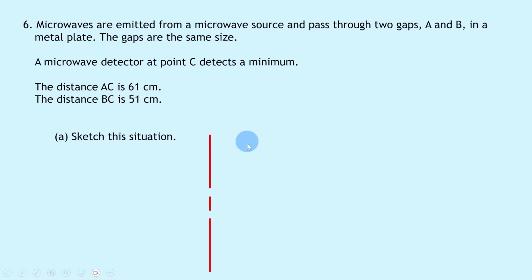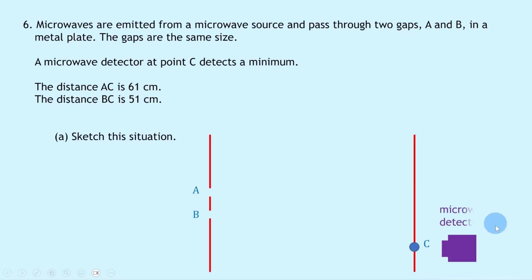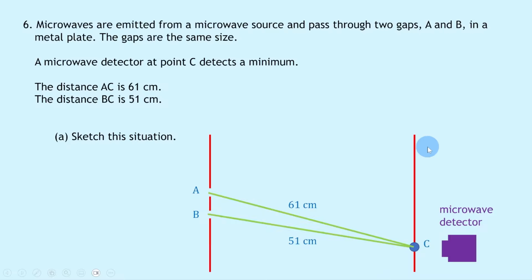Well, drawing the left hand side, first of all, we have our two slits which we could label A and B, and then we have our screen at the right hand side where we could label our point C. And we're saying that the microwave detector will be positioned at point C to detect the strength of the microwave signal. And we can then draw our distances from A to C and from B to C. So going from A to C, we have a distance of 61 centimeters as mentioned in the question, and the distance from B to C will be a distance of 51 centimeters.